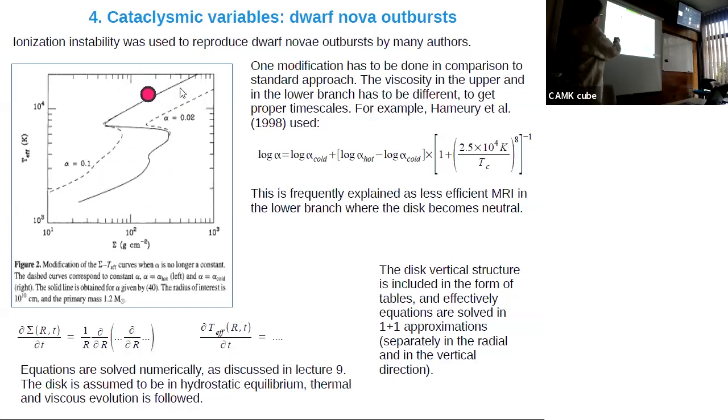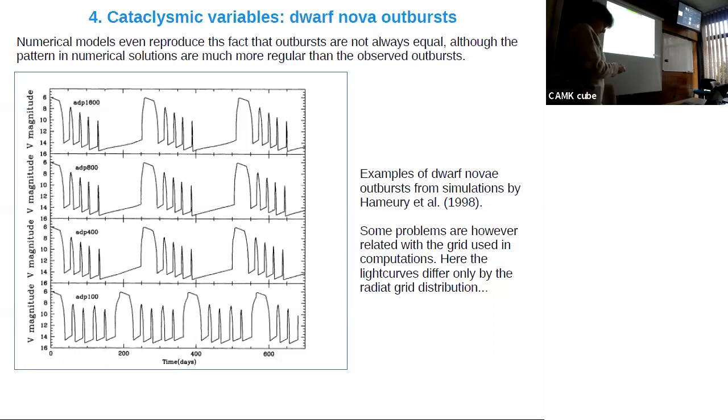So if you look, for example, at two options, viscosity 0.1 and viscosity 0.02, and you say that on the hot branch you have this viscosity, and on the low branch you have this viscosity, then you create a nice loop. For example, Omery in 1908 used a kind of bridging formula, which does this thing. And then of course, you can calculate the total outburst using the 1+1 approximation.